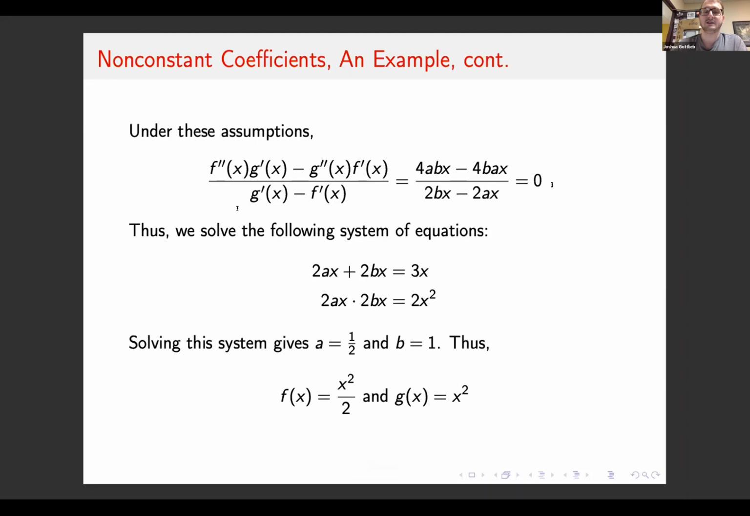So using this solution, we then have to just solve the following system of equations: 2ax plus 2bx equals 3x, and 2ax times 2bx equals 2x squared. Solving the system gives a equals 1/2 and b equals 1, so f of x equals x squared over 2, and g of x equals x squared. Now, we could just shortcut here and say, well, we know what f of x and g of x are, so we know our solutions. But instead, let's walk through it using the integrating factor.